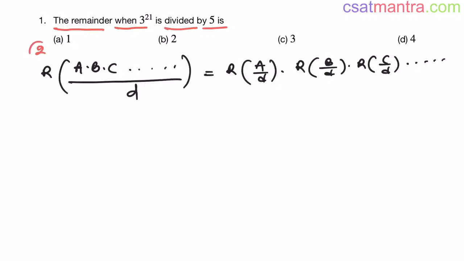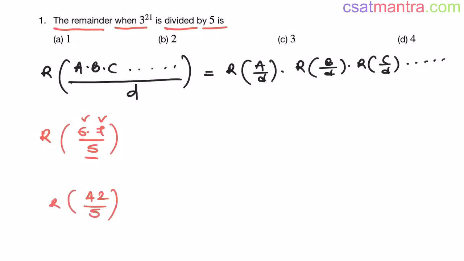Now this is the second type of remainder theorem. Remainder of a into b into c, multiplication involved here, when divided by divisor d, is equal to remainder of a when divided by d into remainder of b when divided by d into remainder of c when divided by d and so on. Now see, we have remainder of 6 into 7 when divided by 5. Left hand side, 6 into 7 is 42 when divided by 5. What is the remainder when 42 is divided by 5? The remainder is 2, my friends. 5 8s are 40, remainder is 2. So on the left hand side we have the remainder 2.